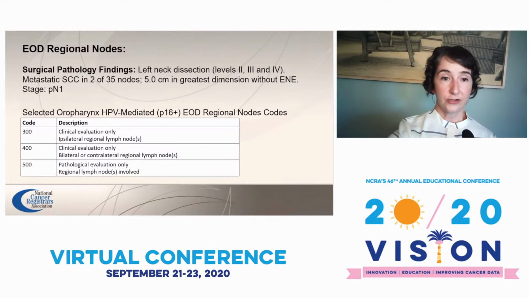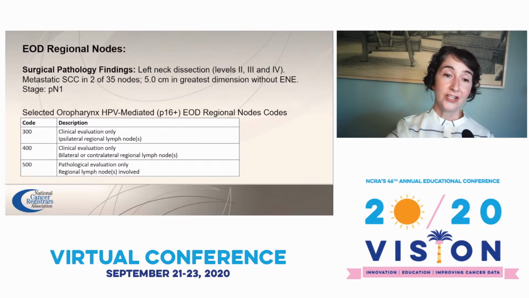For EOD regional nodes, clinically, we had a single large left-sided node that was positive for metastatic squamous cell carcinoma on FNA, and then the surgical pathology included a left neck lymph node dissection that proved metastatic squamous cell carcinoma in 2 of 35 lymph nodes. The metastatic focus was 5 centimeters in greatest dimension and was without extranodal extension.